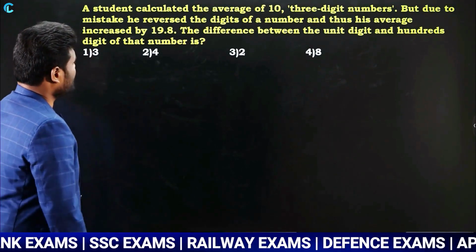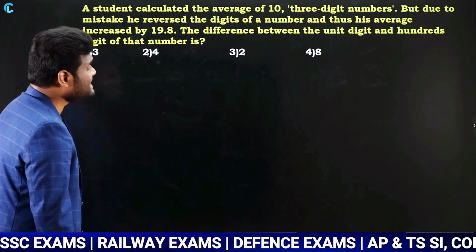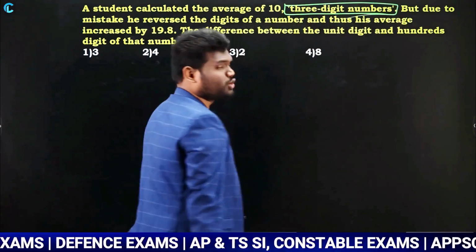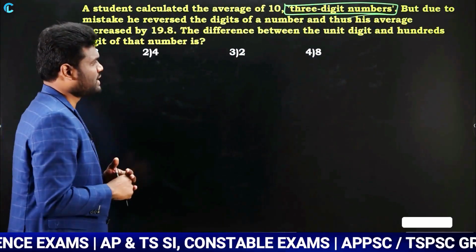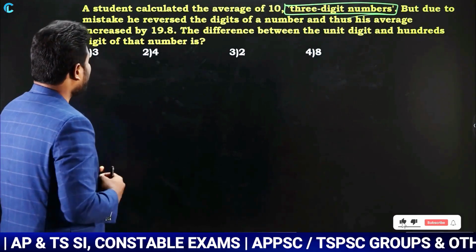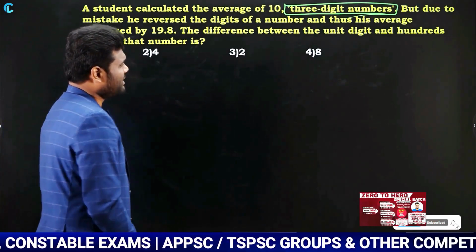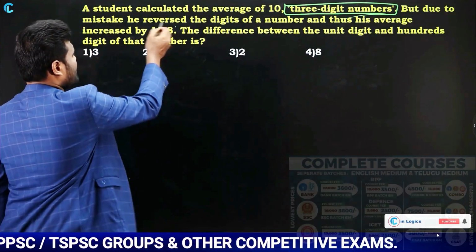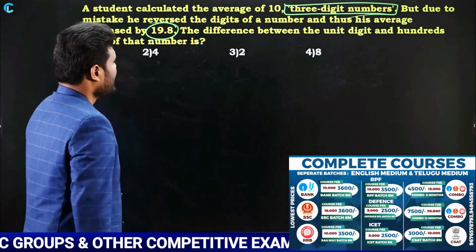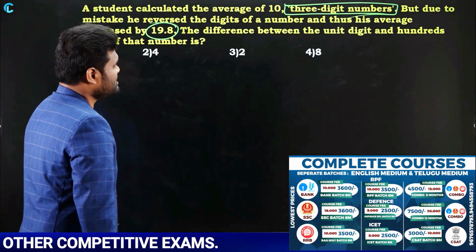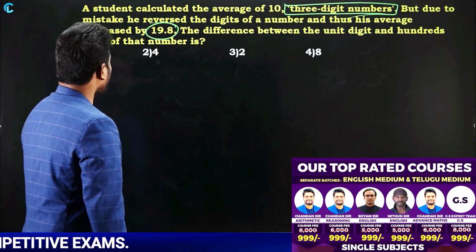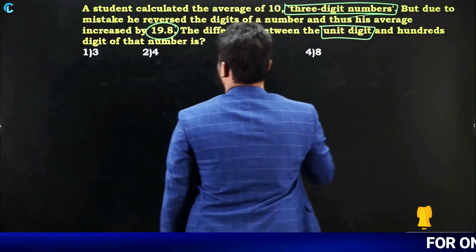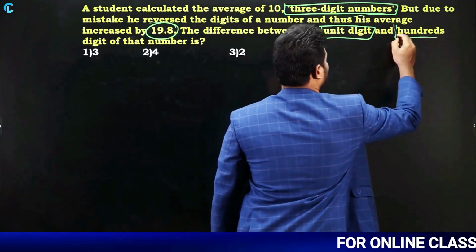A student calculated the average of 10 3-digit numbers. Look here, in this question it is 3-digit numbers. Previously it was 2-digit numbers, now it is 3-digit numbers. But due to a mistake, he reversed the digits of a number and thus his average increased by 19.8. The difference between the unit digit and the hundreds digit of the number is? So we are asked to find the difference between the unit digit and the hundreds digit of the number.